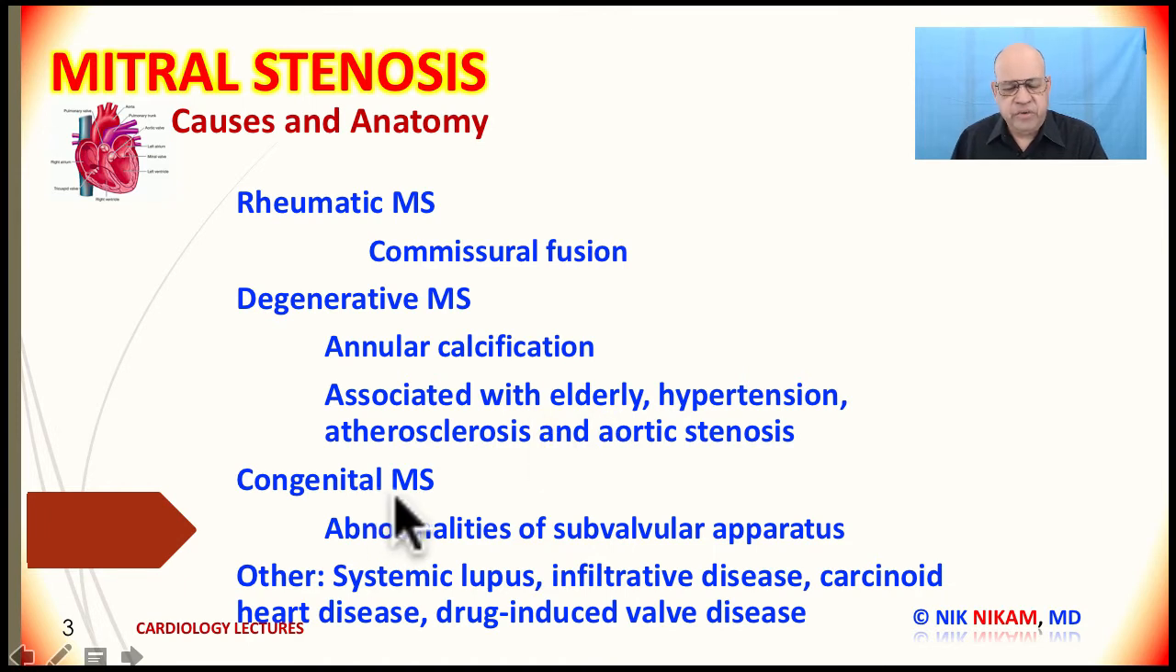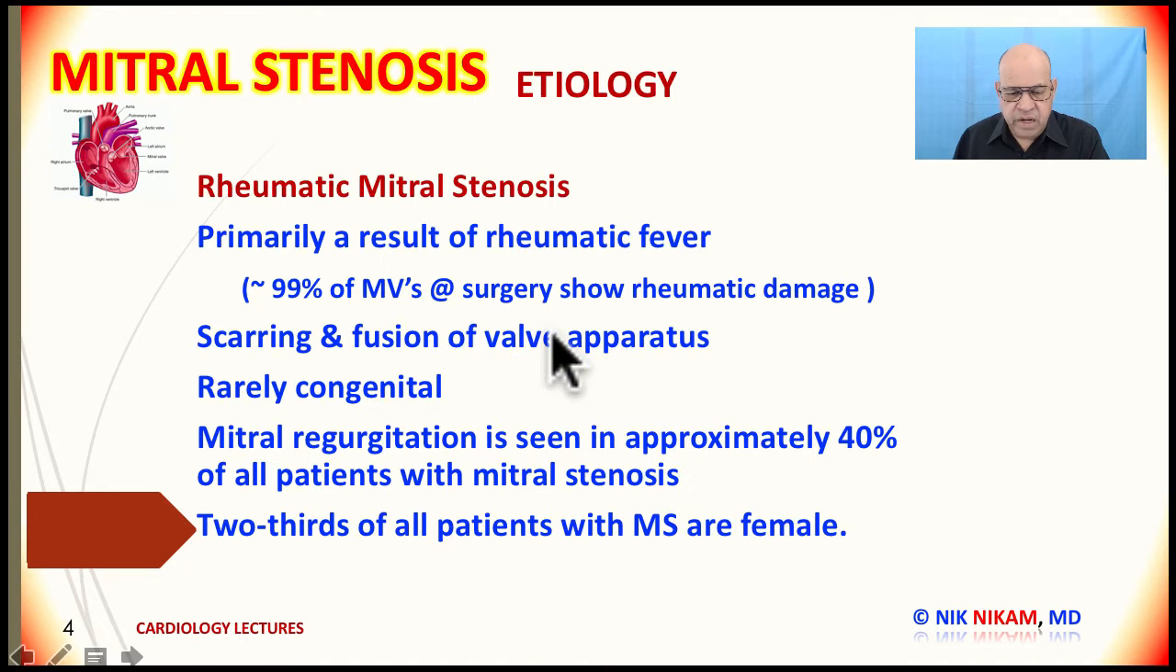Congenital mitral stenosis is an abnormality of the subvalvular apparatus of the mitral valve. I have not seen one case, so it is extremely uncommon. Other conditions that may be associated with mitral stenosis include systemic lupus, infiltrative myocardial diseases, carcinoid heart disease, and sometimes drug-induced valvular heart disease. Let's look at rheumatic mitral stenosis, which is the most common form of mitral stenosis.